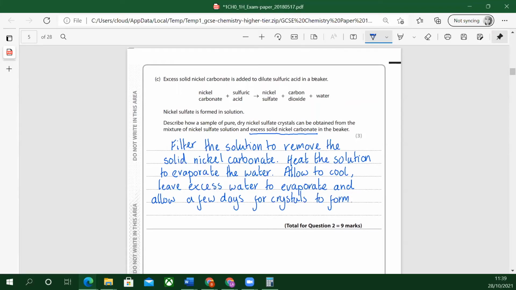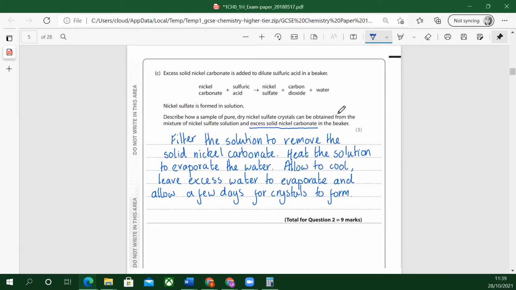That'll be our three marks. Okay, nice and easy. Filtering would give us one mark. Heating the solution, another mark. Allowing it to cool gives us the third. Nice, three easy marks there.